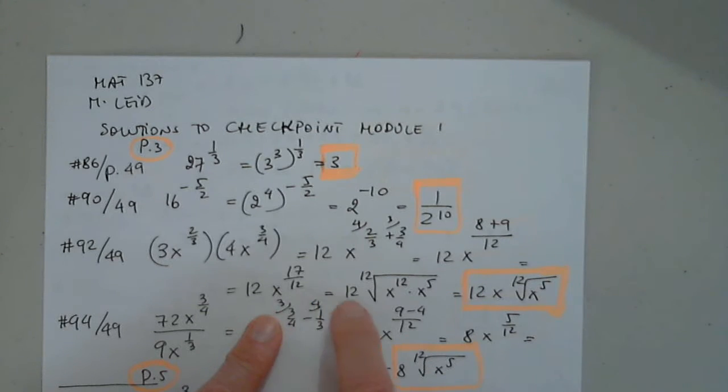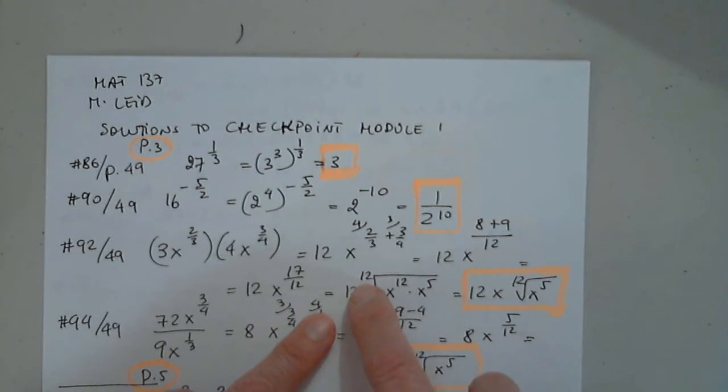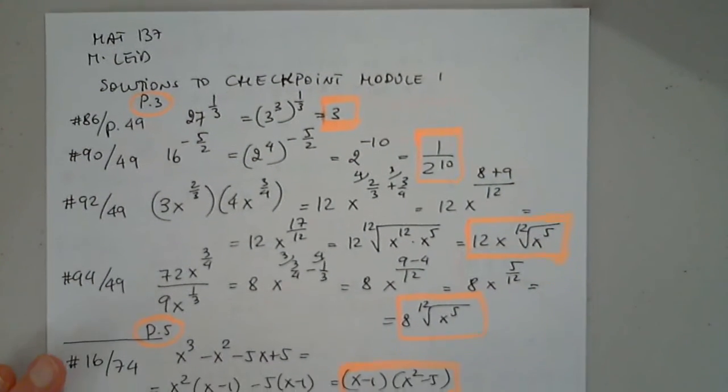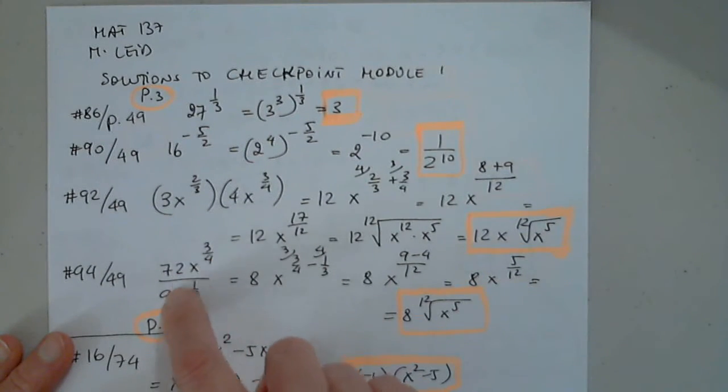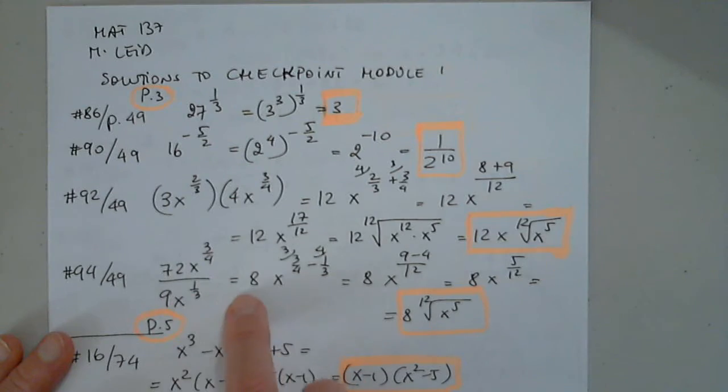As you know, this is nothing else but the 12th root of x to the 17th, which has to be presented as 12 and 5 because the index is 12. The 12th root of x to the 12th will be x, and then the 12th root of x to the 5th is just that. Here we simplify by 9 and we get 8.